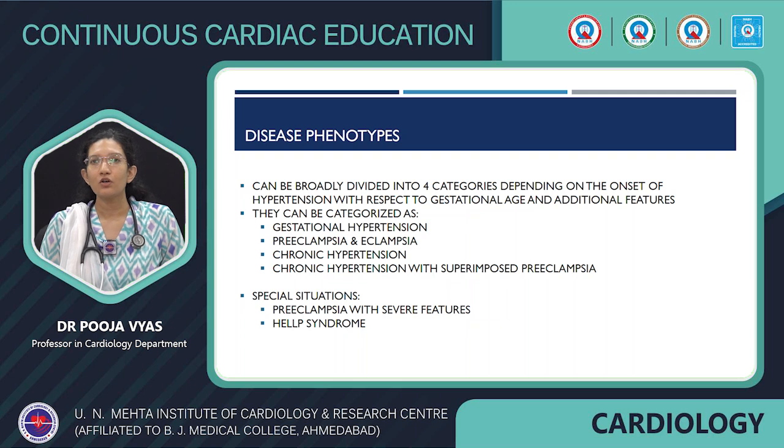So hypertensive disorders in pregnancy can be divided into 4 types primarily. One is gestational hypertension, second is preeclampsia and eclampsia, third is chronic hypertension, and fourth is chronic hypertension with superimposed preeclampsia. And there are special situations: preeclampsia with severe features, and another is HELLP syndrome.